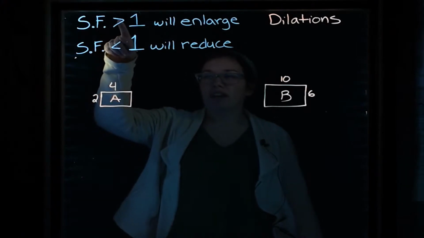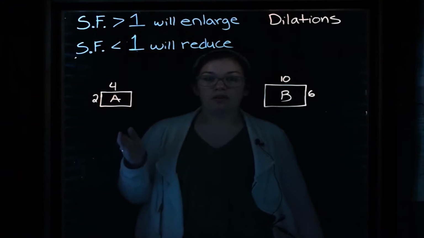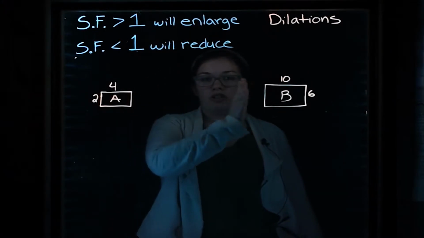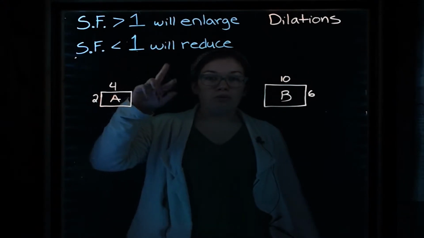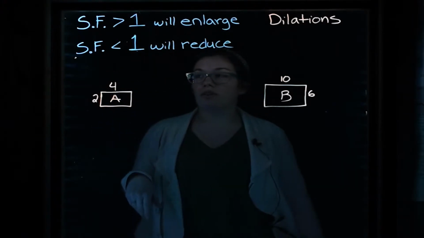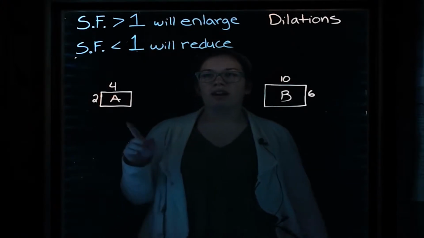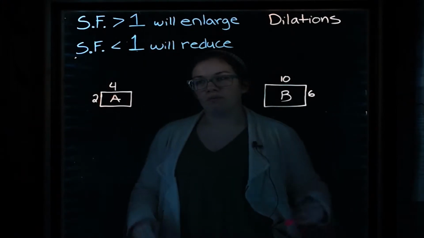If you have a scale factor larger than 1, you're going to enlarge your shape. So larger than 1, larger shape. And now we'll do the opposite. If it's smaller than 1, you'll reduce your shape. So if your scale factor is smaller than 1, you'll get a smaller shape. So I have 2 examples that I will show you.